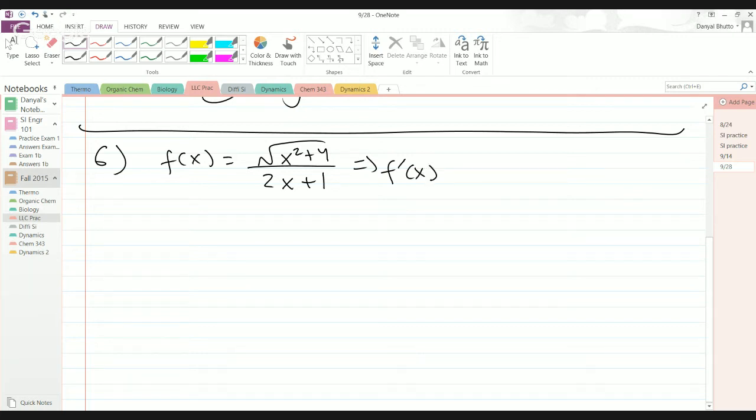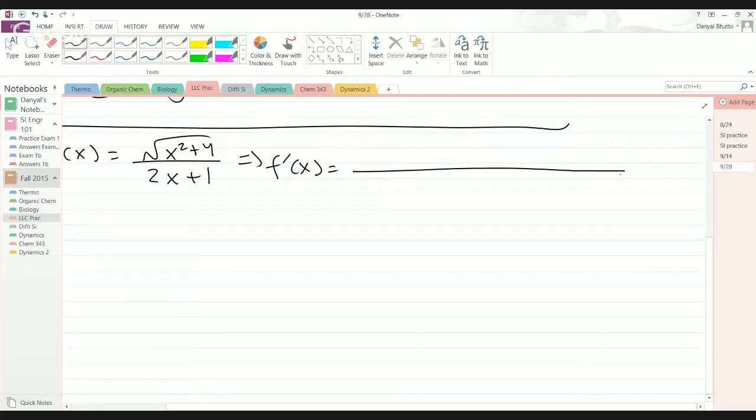Just by looking at it, what do you think we should do? Quotient rule. What is the quotient rule? f of x times g prime of x minus f prime of x times g of x all over g squared. In other words, low d high minus high d low over low squared. That way is technically correct, but you do need to state f of x over g of x, because you don't know which one's on top or bottom.